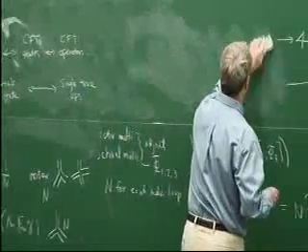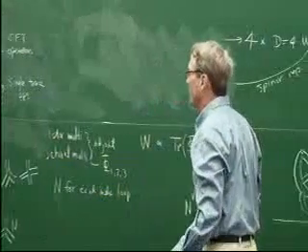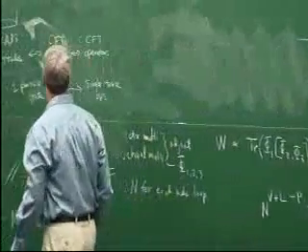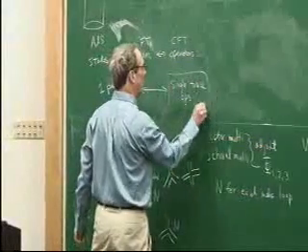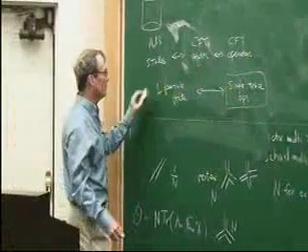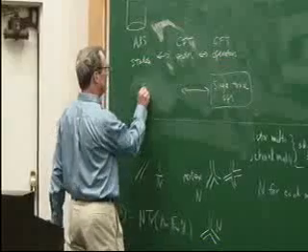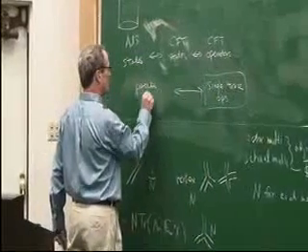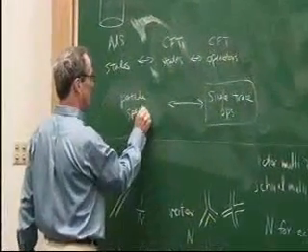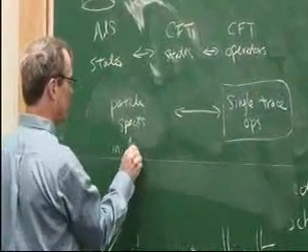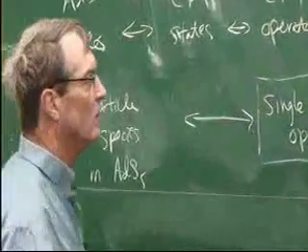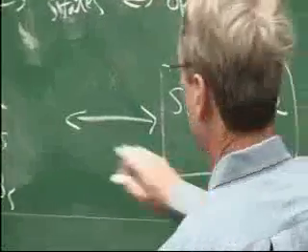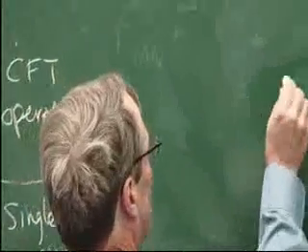the dictionary in the end is between actually particles. So it's between the different kinds of single trace operators and the particle species in AdS5. And you can state it in terms of not the particles themselves, but the field operators.